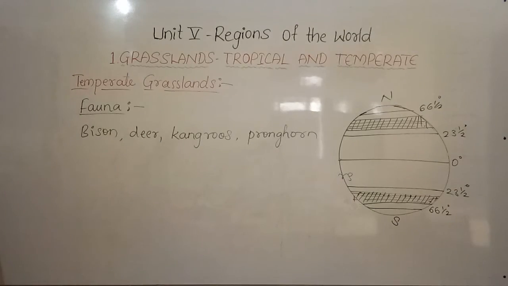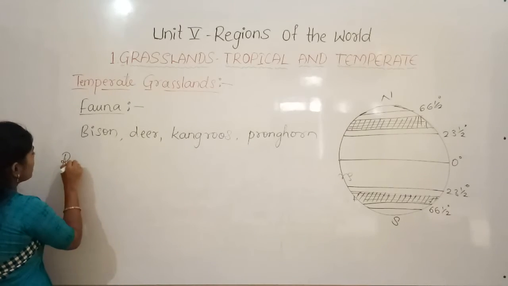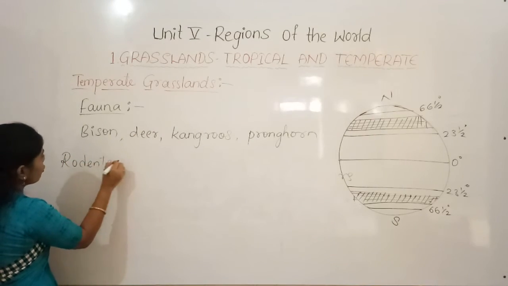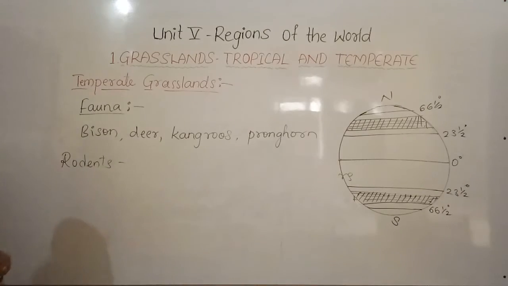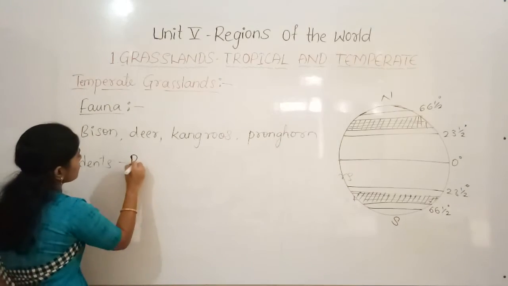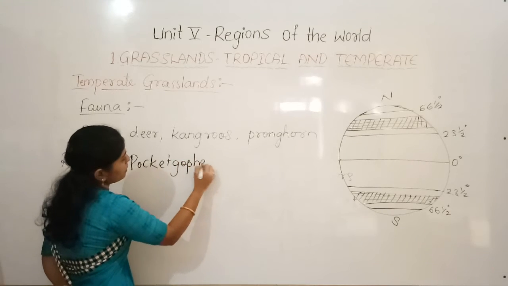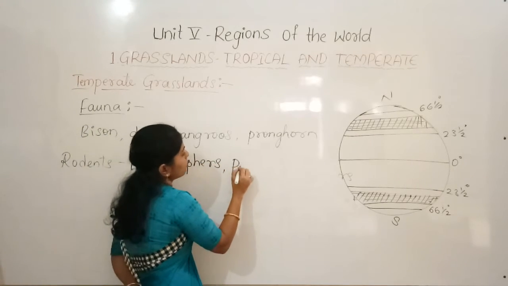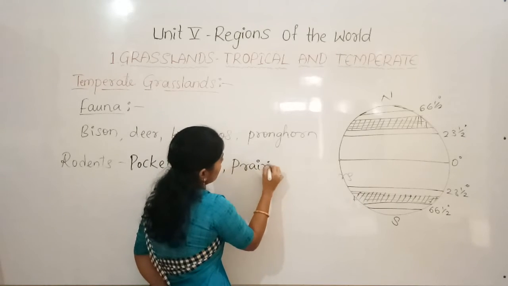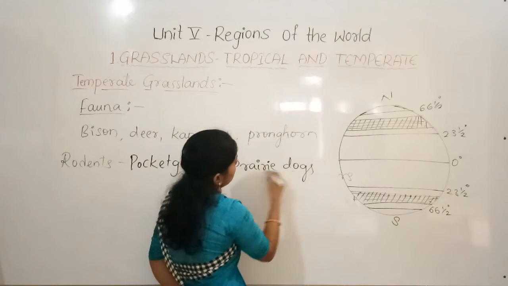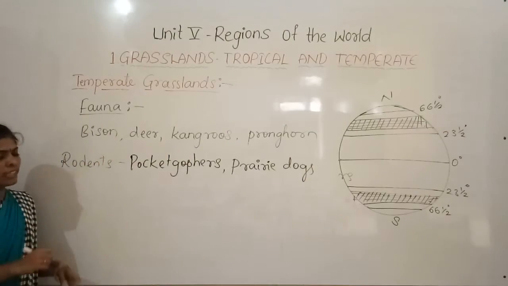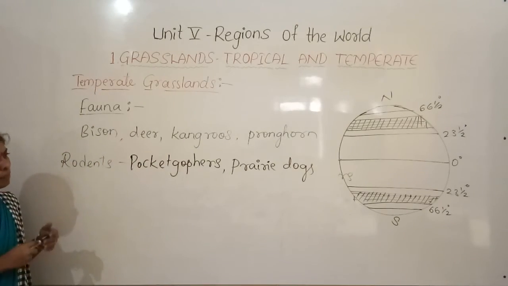And with that, we can also see some rodents, such as the pocket gophers and prairie dogs. These are the prairie dogs.